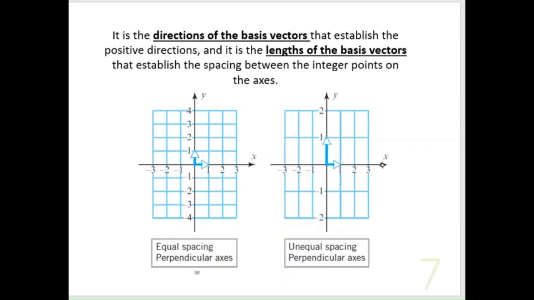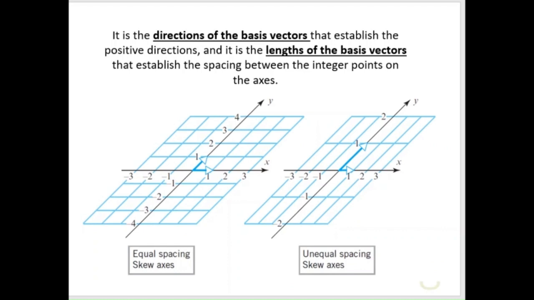So here we've left x the same, but now we've really stretched y. So now it almost looks like y might be twice the spacing of x. We still have a perpendicular axis, but you can see that this particular system has changed. So that's one example.